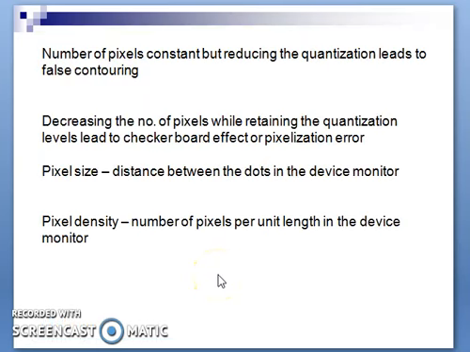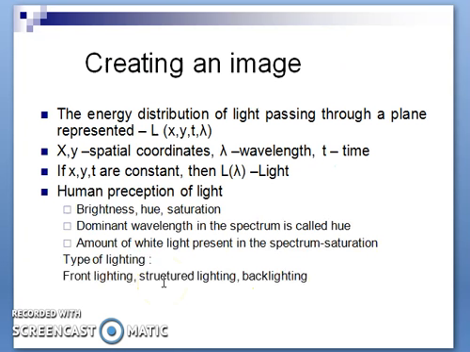Now, keeping the number of pixels constant but reducing the quantization leads to what is called false contouring. Decreasing the number of pixels while retaining the quantization levels leads to the checkerboard effect, or what is called pixelization error in an image. The pixel size is nothing but the distance between the dots. Pixel density is the number of pixels per unit length in the device monitor.